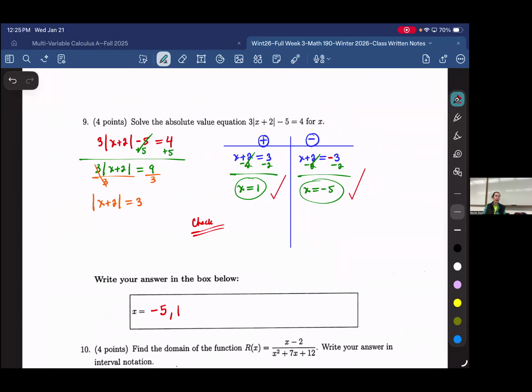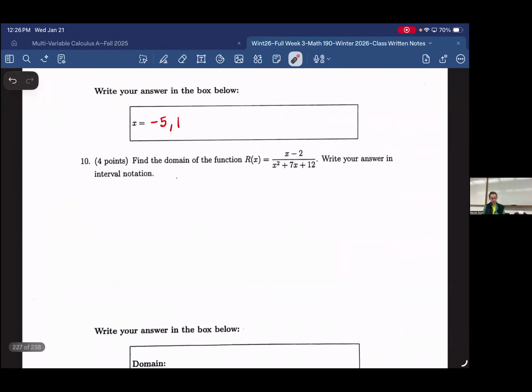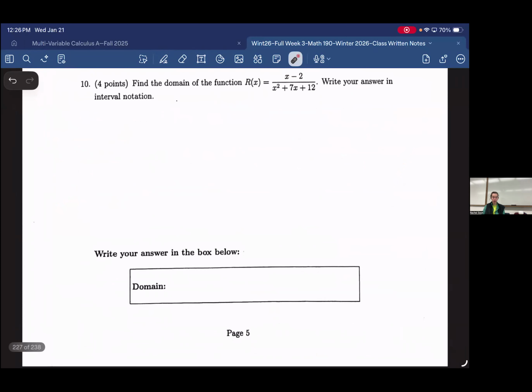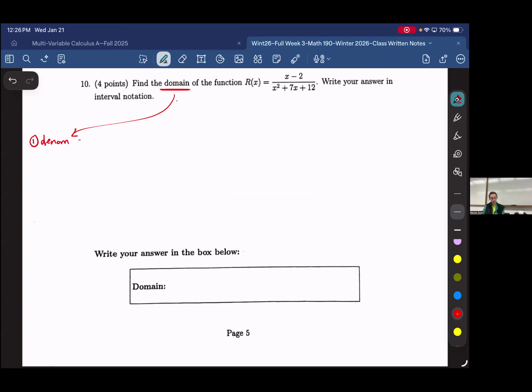Move on to question 10, where it's asking us to find the domain of the function and to write our answer in interval notation. So anytime you're dealing with domain, we have 2 conditions that we want to look at. First condition is the denominator cannot be equal to 0. And the second condition is we have no negative number under an even root.